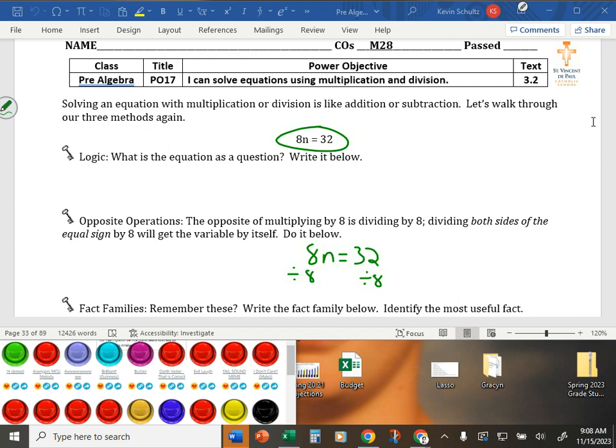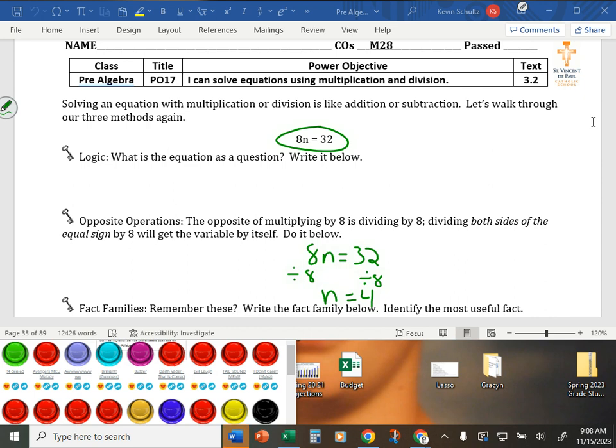1, right? How this gets n by itself is that right now, what this says is we have 8 of some number, 8 of something. 8 n's make 32. We want to know what 1 n is. And so if 8 of them make 32, what's one of them? 4. 4, right? Because 32 divided by 8 equals 4.